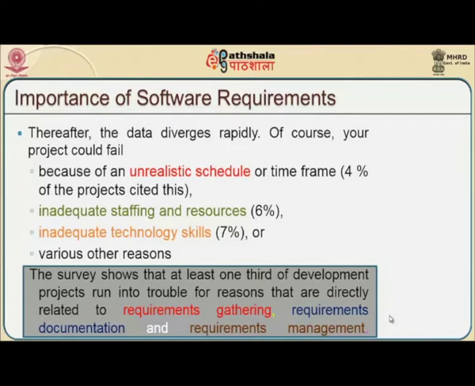And the third point that we wish to talk about is the inadequate technology skills. If at all I find appropriate people for this development, there are likely chances that I may have to train them, or they may not be exposed to that particular technology, because of which 7% of the major projects fail. For various other reasons, the survey shows that at least 1/3 of the development projects run into trouble for reasons that are directly related to requirements gathering.